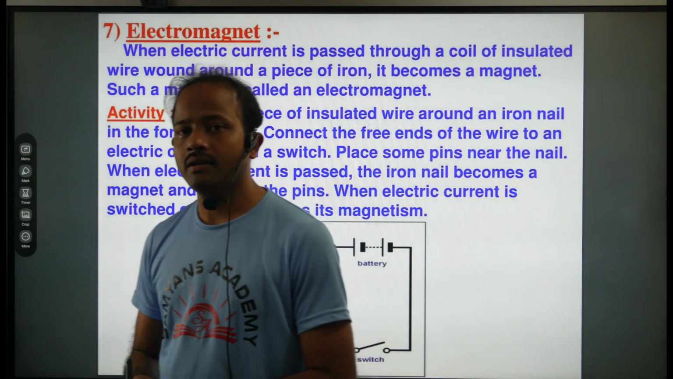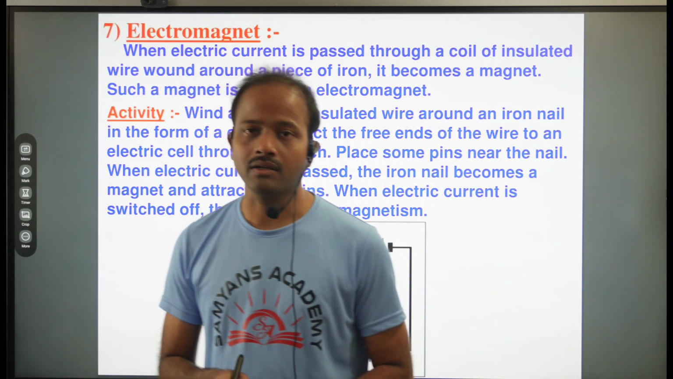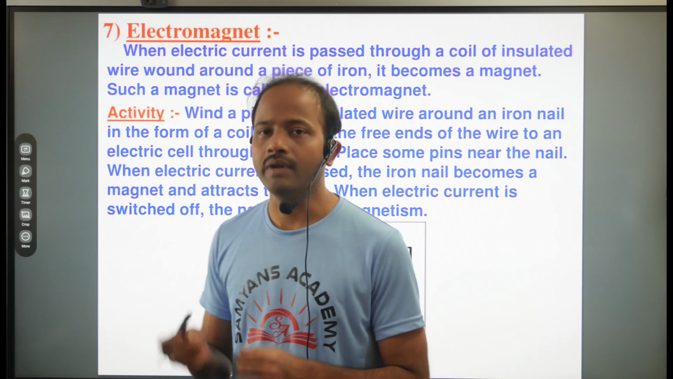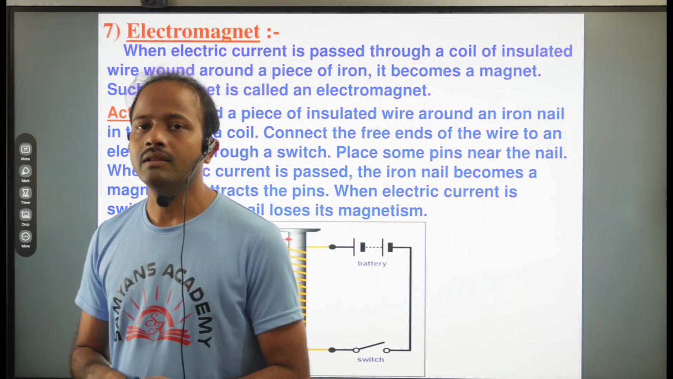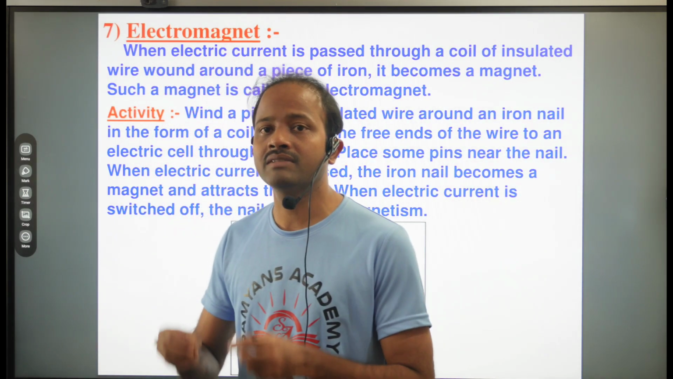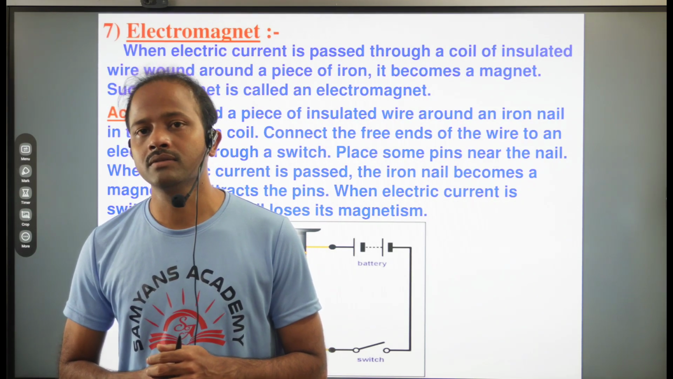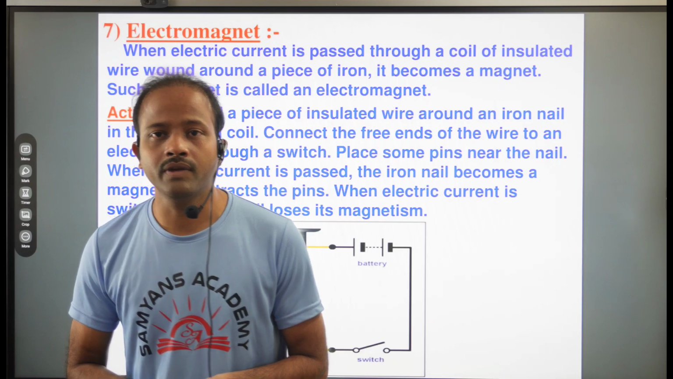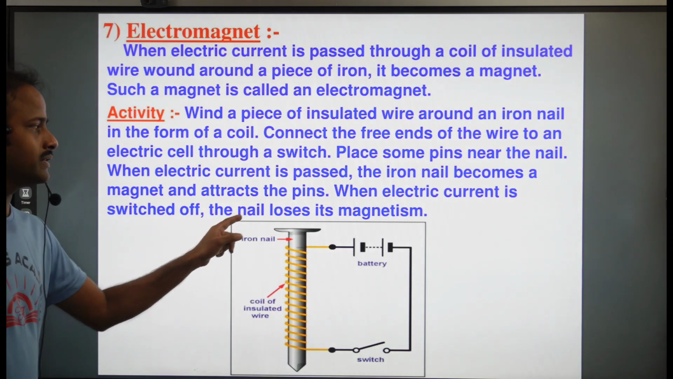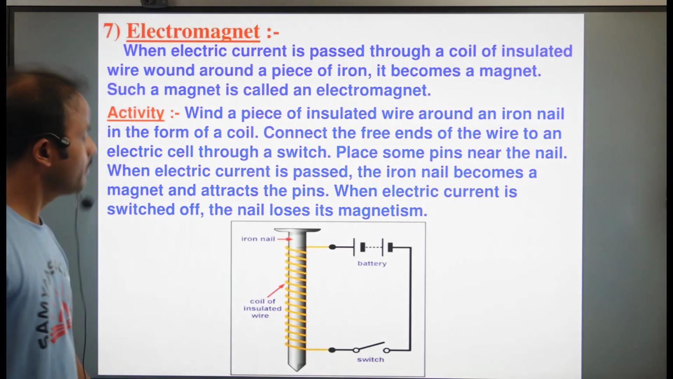It will act as a magnet whenever current is passed through it. When you switch off the current, what will happen? It will get demagnetized. Whenever current is passed through the iron nail, only then is the magnetic field produced, and because of that magnetic field it behaves as a magnet. When you switch off the battery, there is no magnetic field, so it will get demagnetized. When electric current is switched off, the nail loses its magnetism. Right, so this is about the electromagnet.